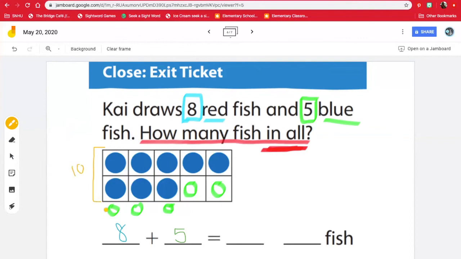And how many left over? 3. And what we need to do is add. So what does 10 plus 3 equal? We have 10 here, 11, 12, 13. So that means 10 plus 3 equals 13, which also means that the 8 red fish and the 5 blue fish equals 13. So how many fish do we have in all? 13 fish.